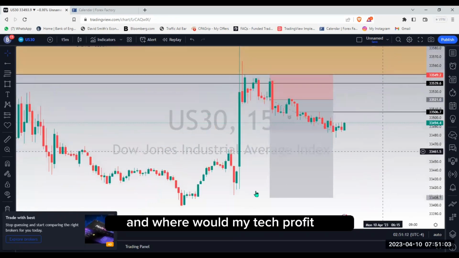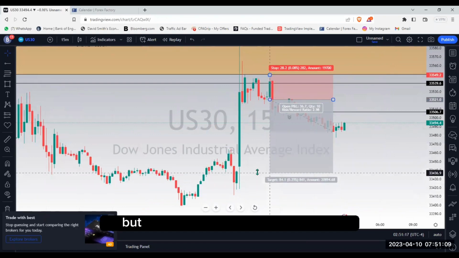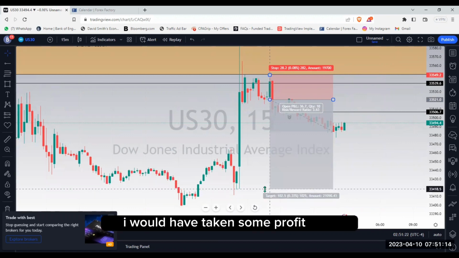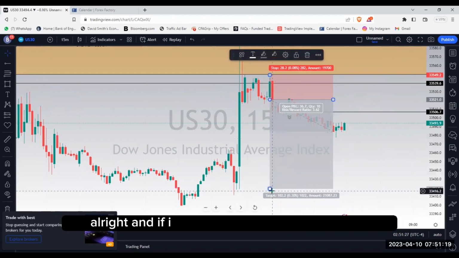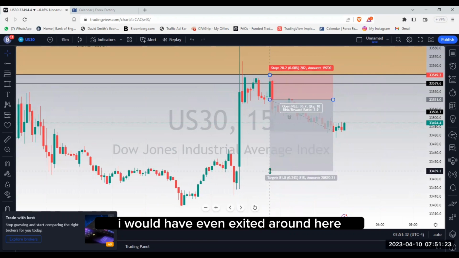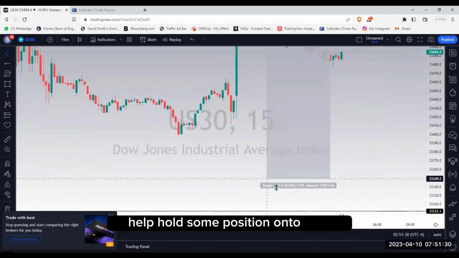And where would my take profit be? Well, sensibly, I know that price will trade below here, but price will have a little bit of issue trading below there. I would have taken some profit here. This is like about 1 to 3. All right. And if I was able to stack up some trades, I would have even exited around here. And then hold some position until here.